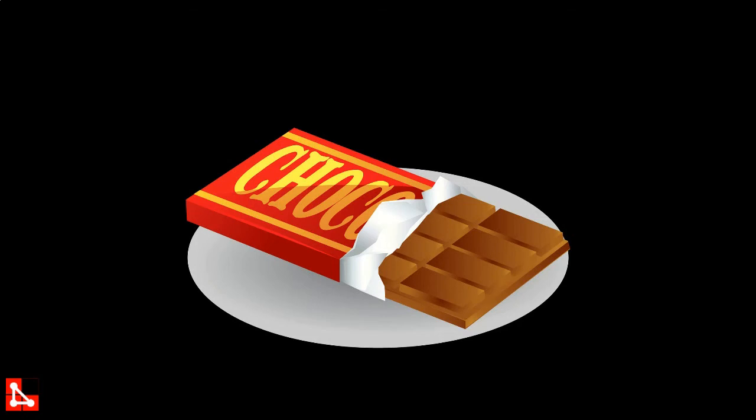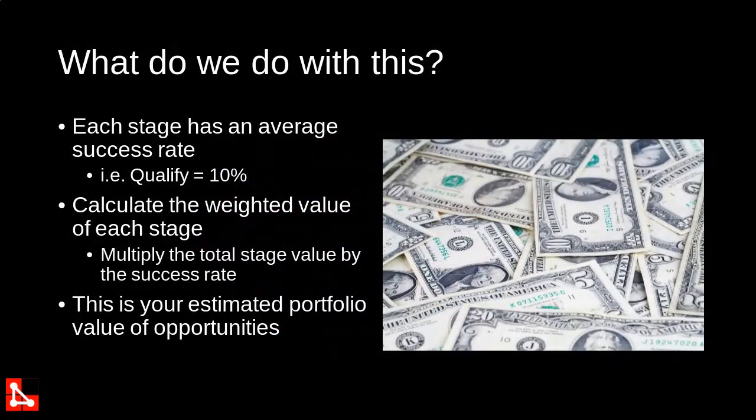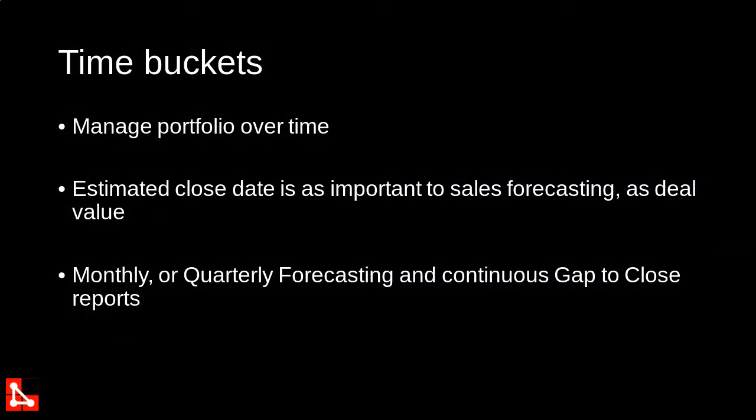All right. So now we've talked about the pipeline. What do we do with this? We have a sales pipeline. I already said, take your average success rate and multiply it times the value in your pipeline, so you get a weighted value in each stage. That's all great, and we now have the estimated value of the portfolio of opportunities. But what do we do with this? Well, there's one key metric that is still missing, and that's the time buckets. So when are we expected to close those deals?